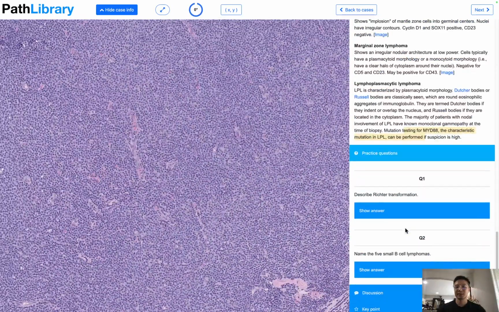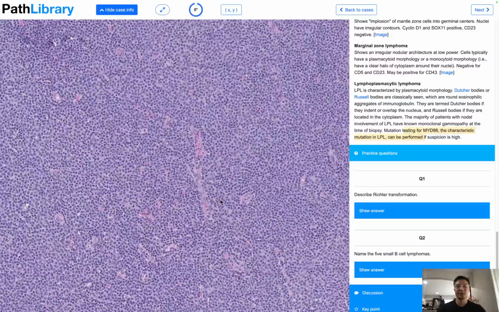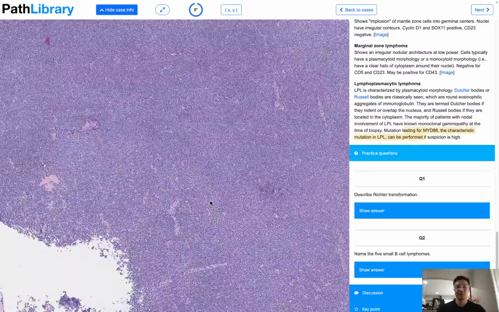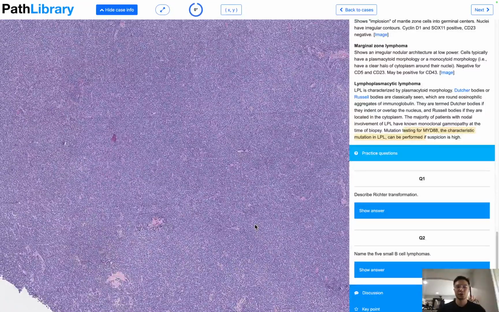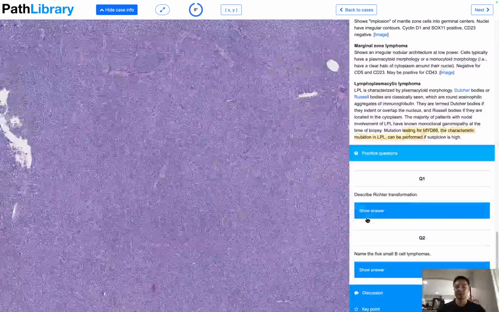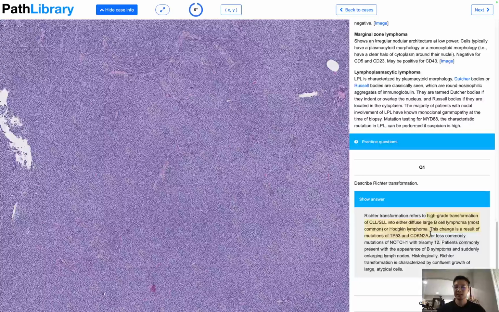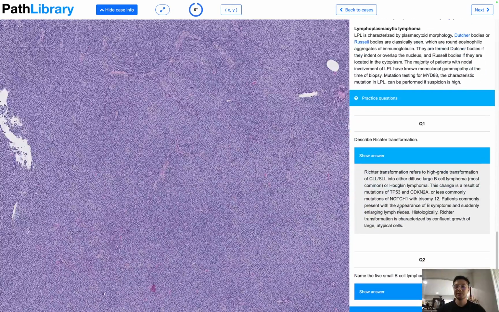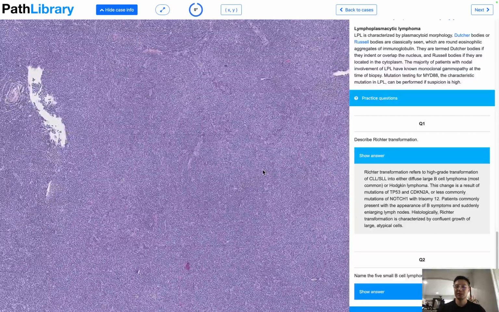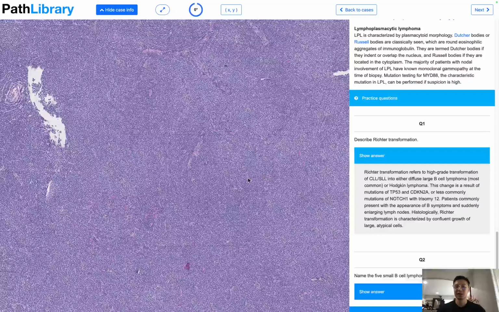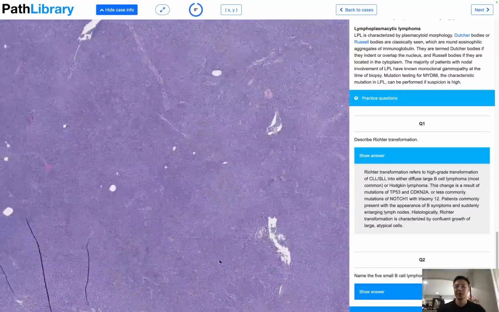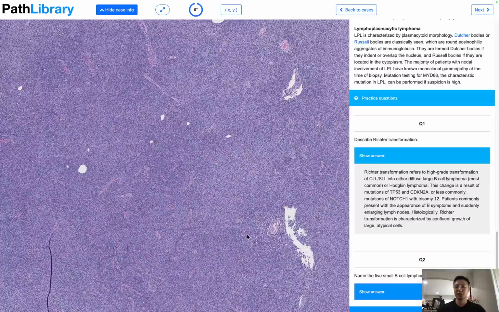Let's look at practice questions. Describe Richter transformation. That is when your CLL/SLL or other low-grade neoplasms transform into DLBCL. So it's a high-grade transformation of CLL/SLL into either DLBCL or Hodgkin's lymphoma. This change is the result of mutations of TP53 and CDKN2A, or less commonly mutations of NOTCH1 with trisomy 12. Patients commonly present with B symptoms and suddenly enlarging lymph nodes. Histologically, Richter transformation is characterized by a confluent growth of large atypical cells.